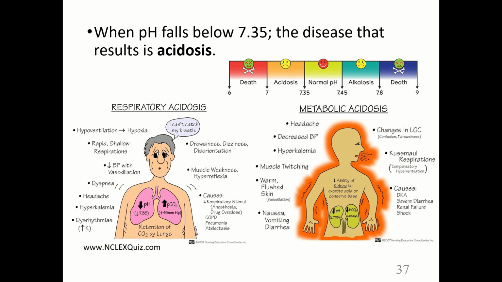When the pH falls below 7.35, a disease results, and it's called acidosis. There are two types of acidosis based on whether the lungs or the kidneys are affected. Respiratory acidosis occurs when the patient cannot breathe out. Because they cannot breathe out their carbon dioxide, the carbon dioxide is building up in their bloodstream and forming carbonic acid.